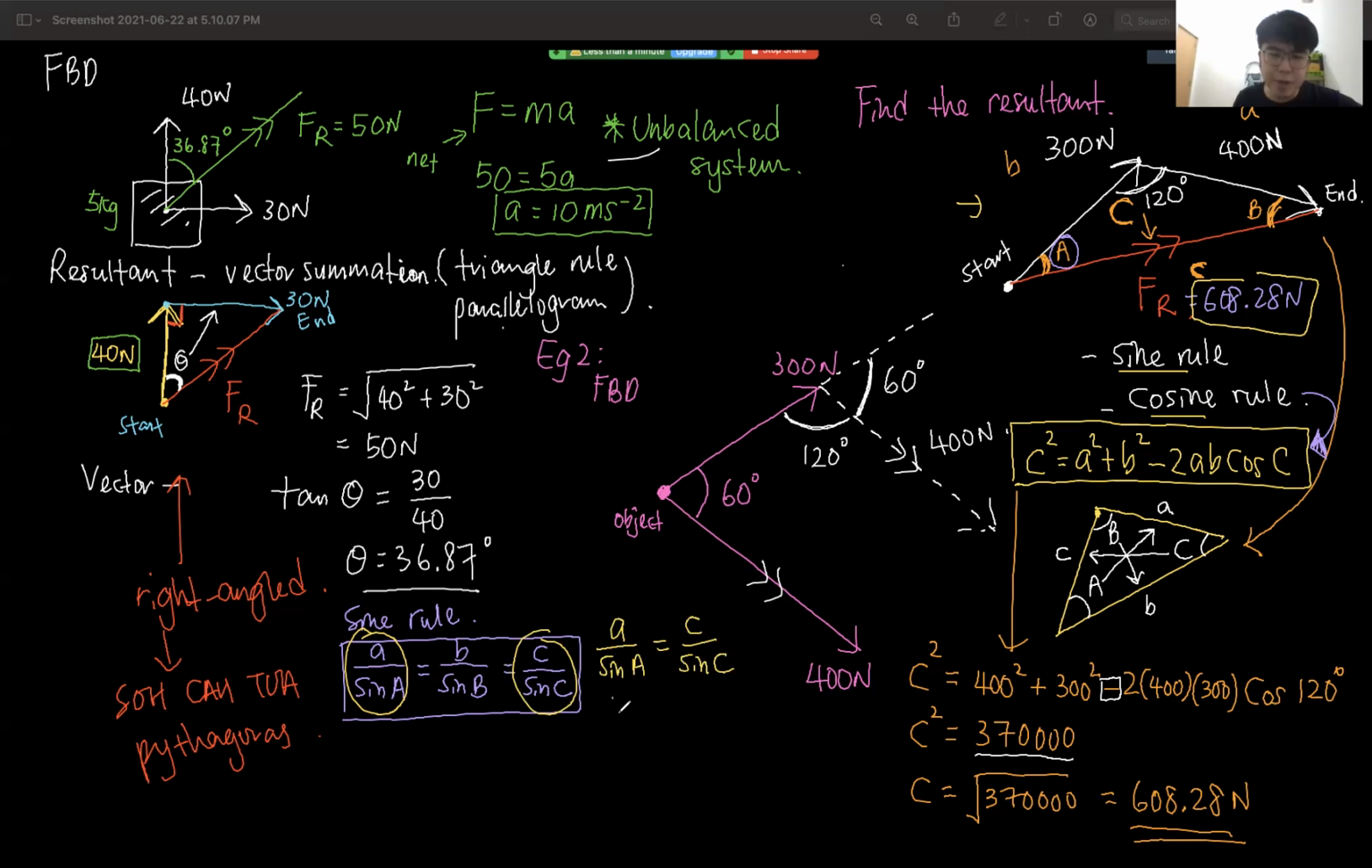Now you just put in the values. 400 is my a, over sine A, equals 608.28 over sine 120. Find the A. Should be 34.71 degree.